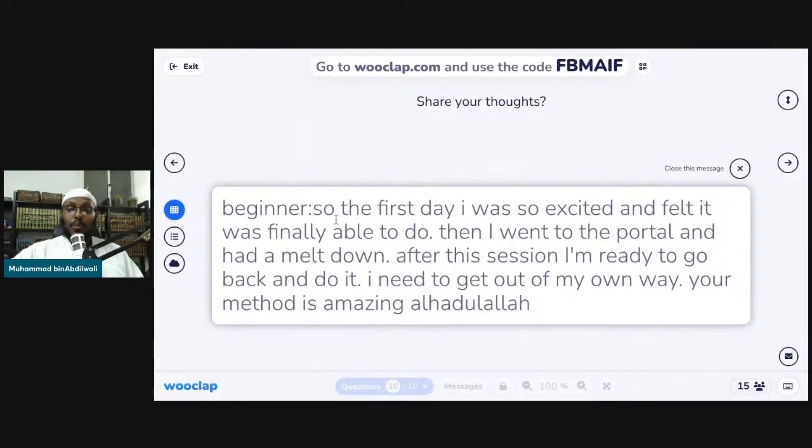Someone said here, beginner. So the first day I was so excited and felt it's finally able to do. Then I went to the portal and had a meltdown. Okay, whatever on the portal you find to be difficult, let me know. Again, all the exercises are not there yet. We're working towards it. I do agree with you that what we released on the portal yesterday, we probably released prematurely, as in, we released it before actually explaining the conjugations, which I think today we've done, alhamdulillah.